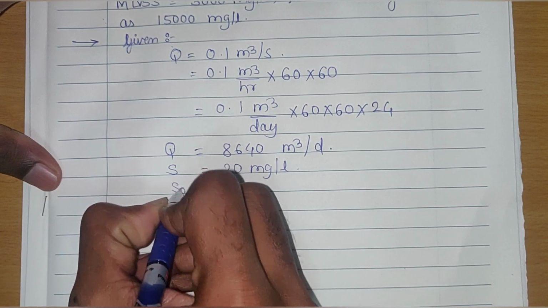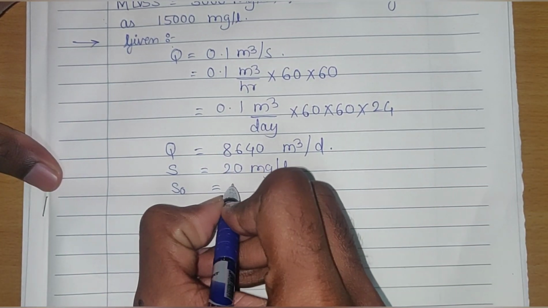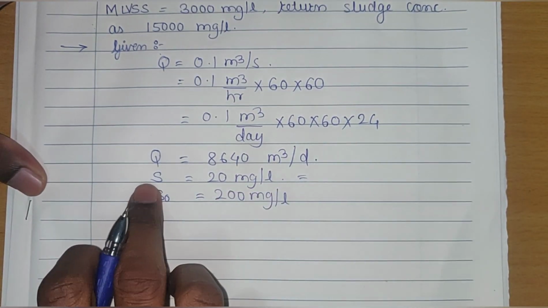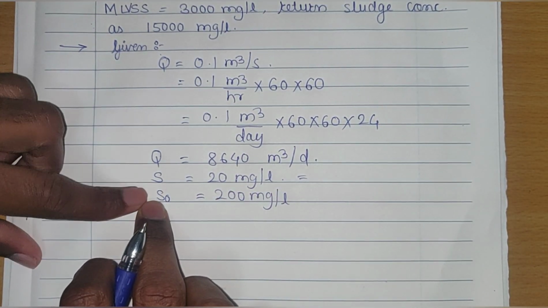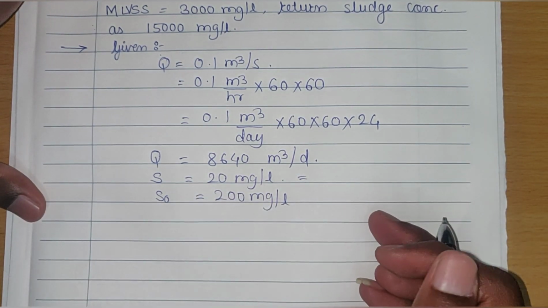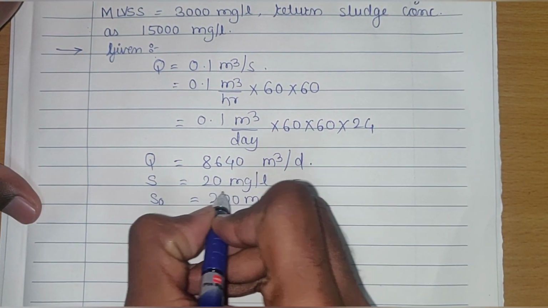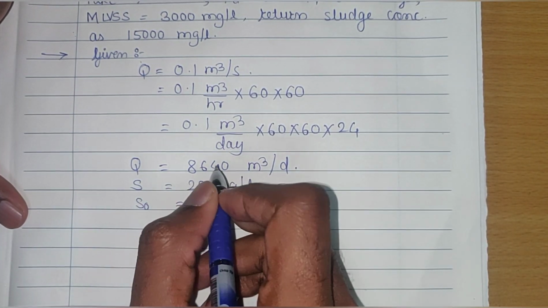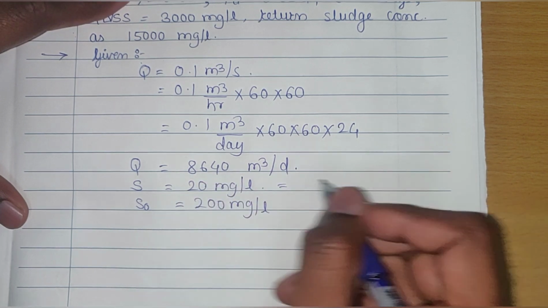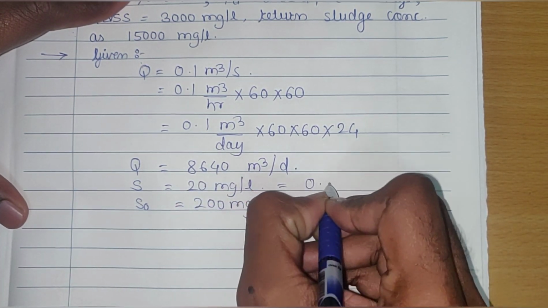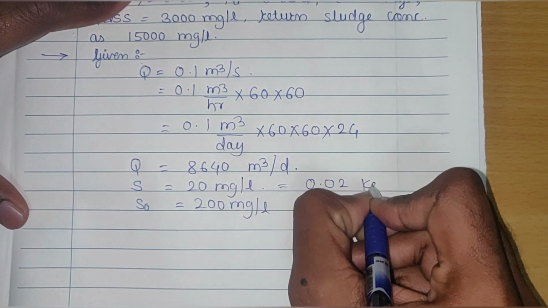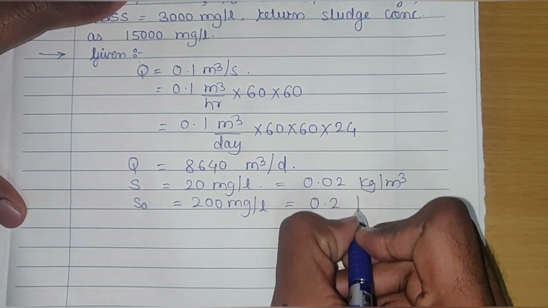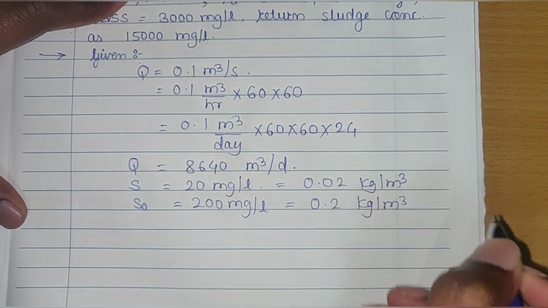Then S value is given as 20 milligram per liter. Then S naught is 200 milligram per liter. Sometimes the values of S and S naught we have to place in kg per meter cube. So I will convert S and S naught into kg per meter cube. Simply you have to multiply it with 10 raised to minus 3. So the conversion will be 0.02 kg per meter cube and 0.2 kg per meter cube.